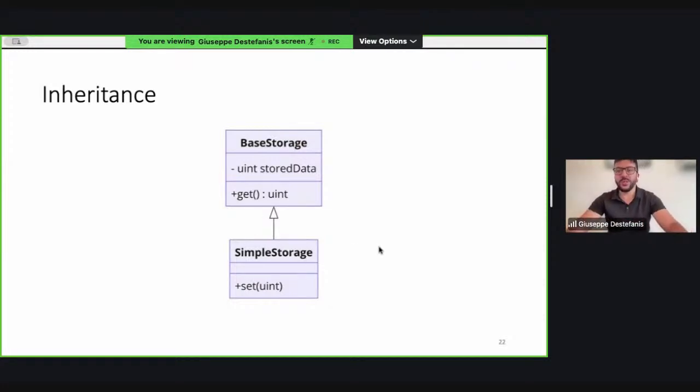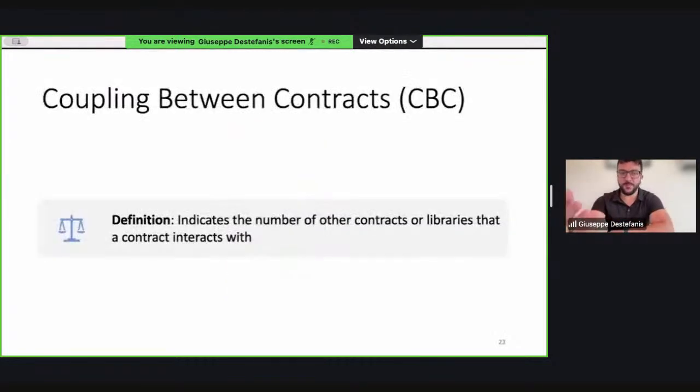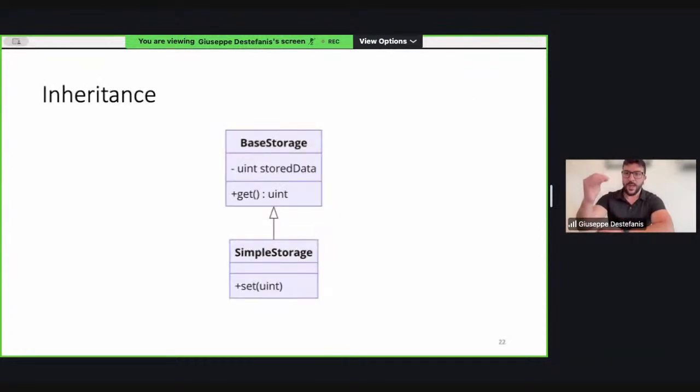You can guess that if I have different levels of inheritance, the situation is a little bit more complicated. Therefore, having an understanding of this metric is important. 0 means the contract is not calling another one. 1, there is another contract that I have to consider. 2, even more, there are 2 contracts. I don't know if you get the message here, the importance of this metric.